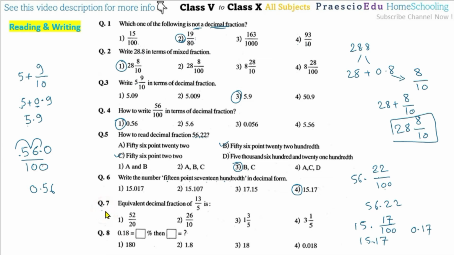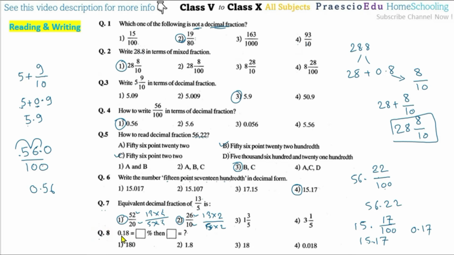Now question number 7, the equivalent decimal fraction of 13 by 5 is. Here if we multiply 13 by 4 and 5 also by 4, the same multiplier for numerator and denominator, we get 52 and 20. And in option number 2, 13 multiplied by 2 and 5 multiplied by 2, we get 26 and 10. So option number 1 and 2 both are equivalent fractions of 13 by 5. Option number 1 and 2 both are correct.